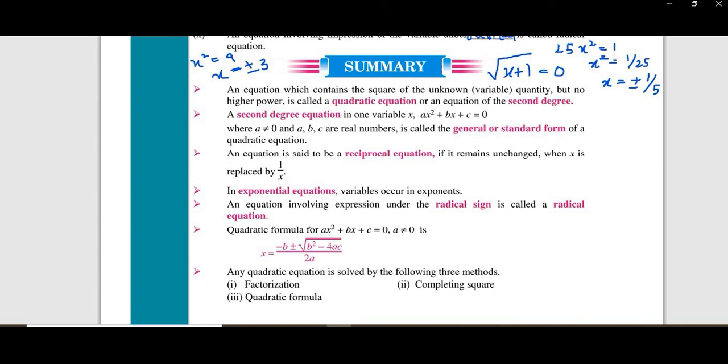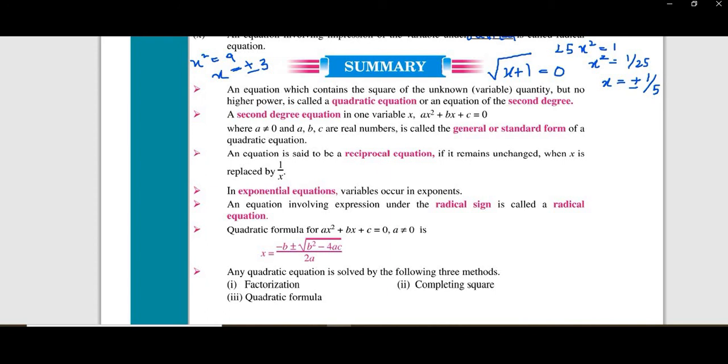An equation is said to be a reciprocal equation if it remains unchanged when x is replaced by 1 over x. Remember one thing, a reciprocal equation is one where there is no change in the equation if you replace x with 1 over x. An exponential equation is an equation in which variables occur in exponents. An equation involving expressions under the radical sign is called a radical equation.